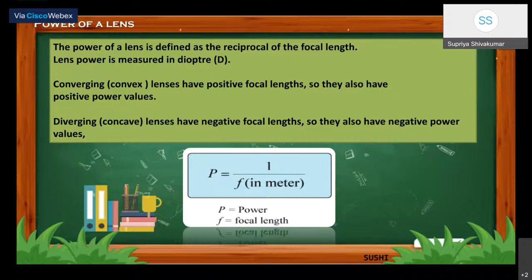So all you need to keep in mind is that focal length should be expressed in meters, because power is expressed in an SI unit, which is diopter. Okay, I hope you have understood all these sections which I explained right now, and there is no doubt in this.